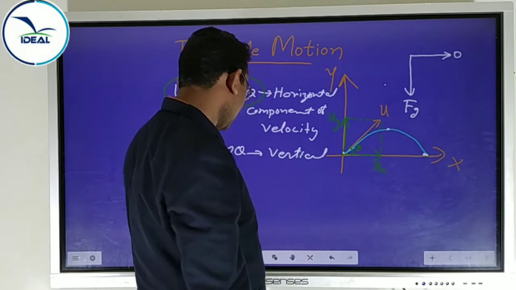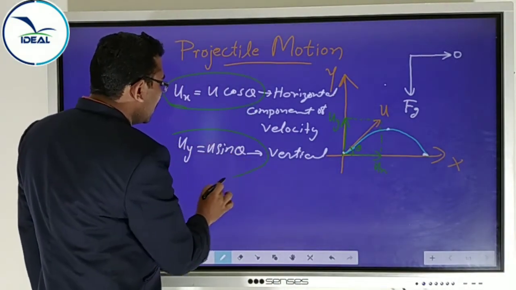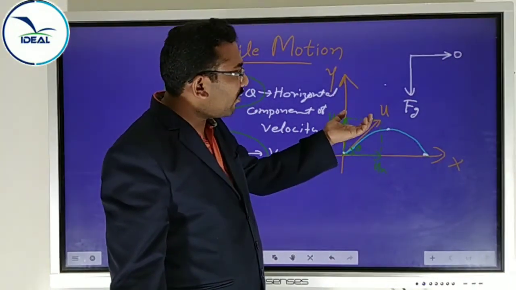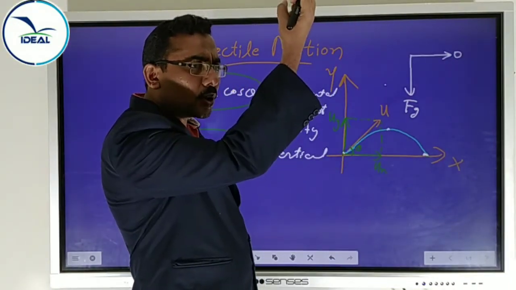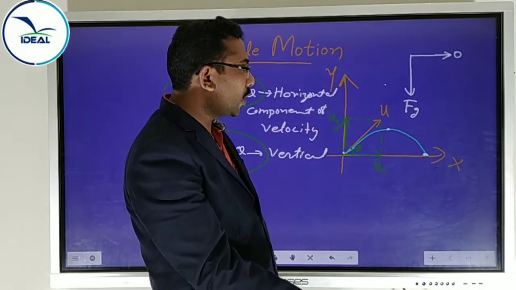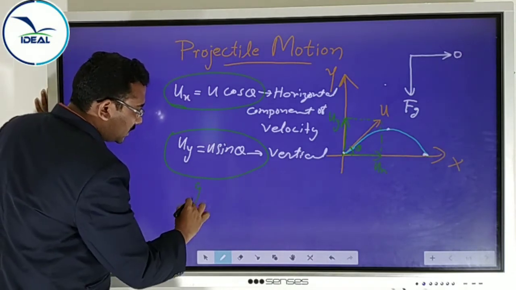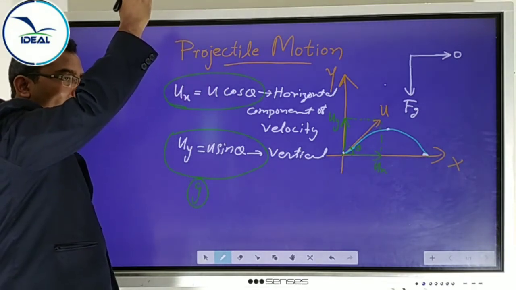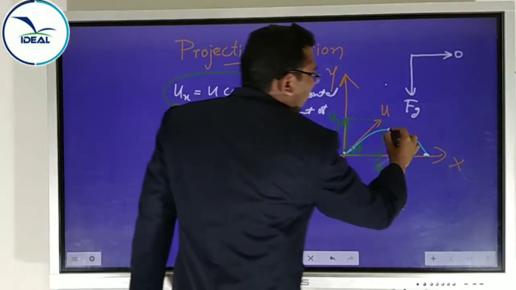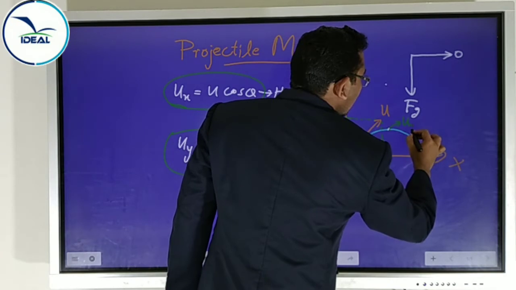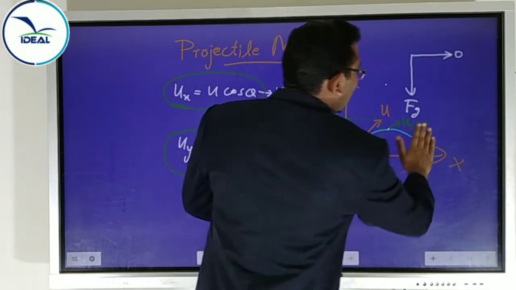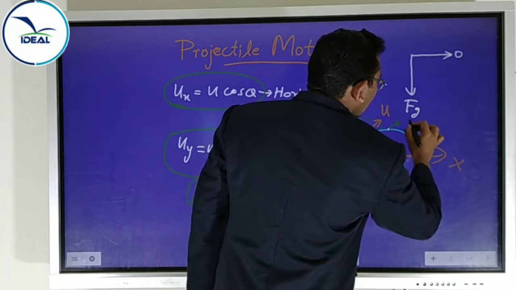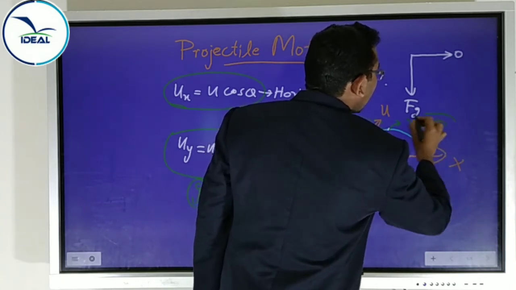But the vertical velocity uy equal to u sin theta is not constant. When the body moves upward, the velocity decreases because the earth pulls towards its center. That is called acceleration due to gravity, g. G affects the vertical motion, so velocity decreases up to maximum height and becomes 0. At maximum height, vertical velocity equals 0. It is the final vertical velocity, therefore vy equal to 0 at maximum height.